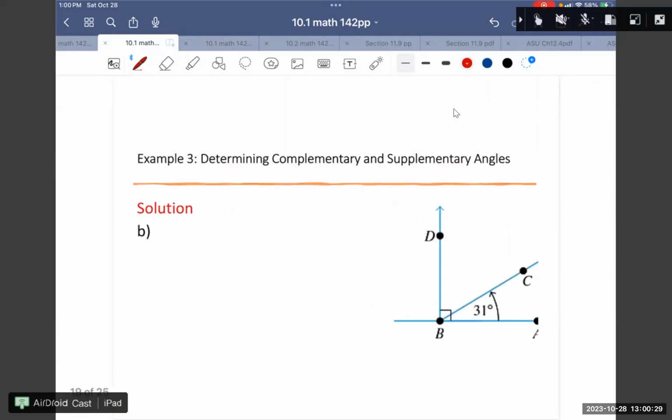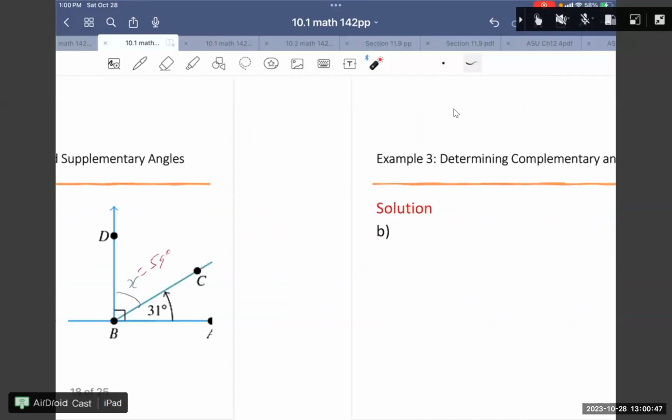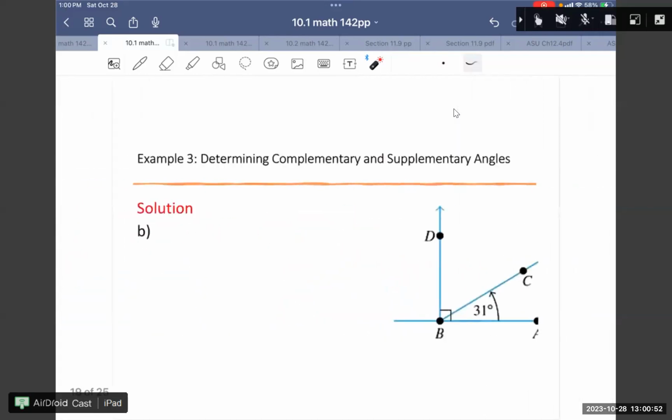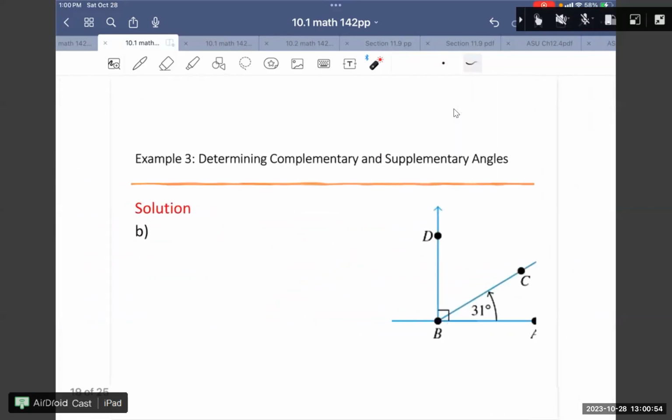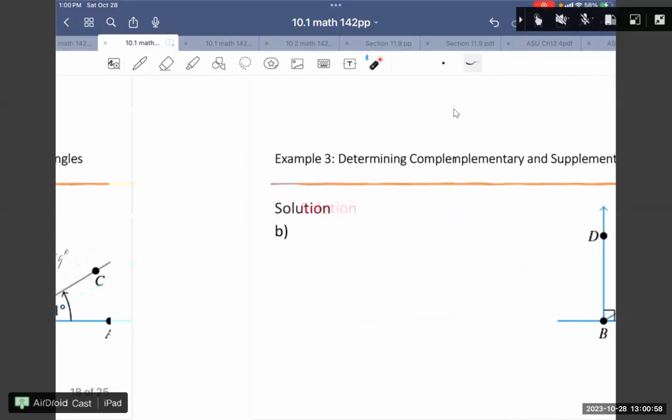So determine the complement angle or supplement angle. So we have this angle is the same, right? Hold on. So I'm missing something in here.